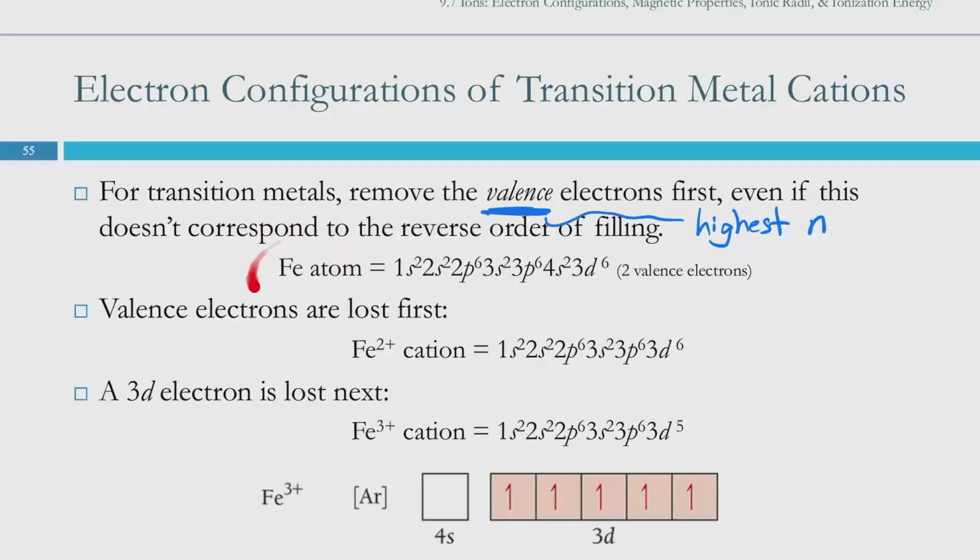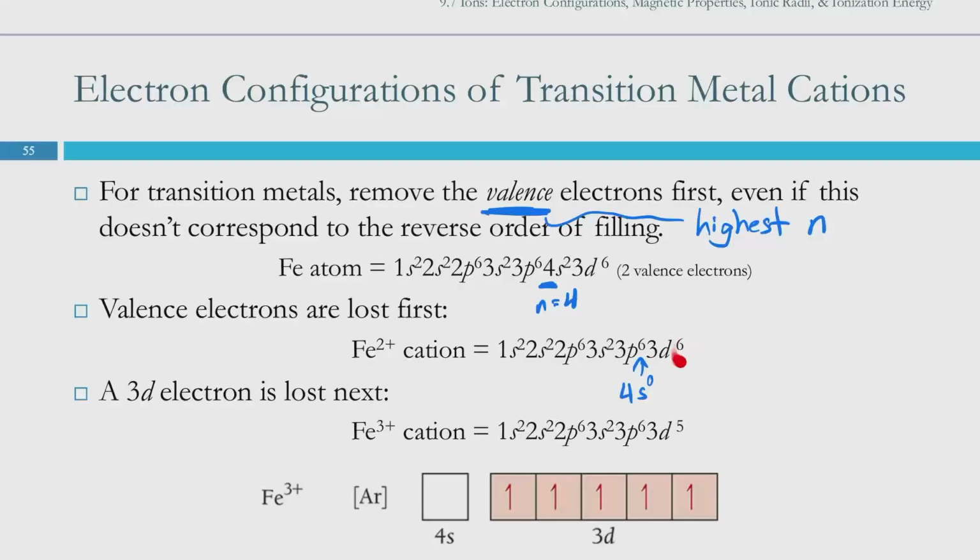So for an iron atom, our highest n number is n equals 4, or 4s2. So the valence electrons are lost first, so these 2 electrons come off first. So if it's an iron 2 plus cation, we've now got 4s0 because we took off those 2 electrons. So we just removed the 4s entirely, and now it's 3p6, 3d6 that's written.